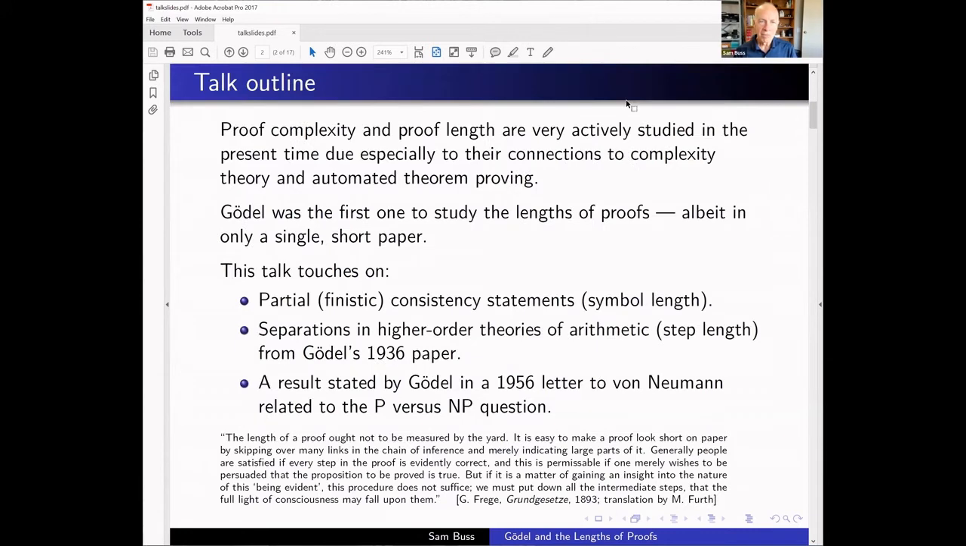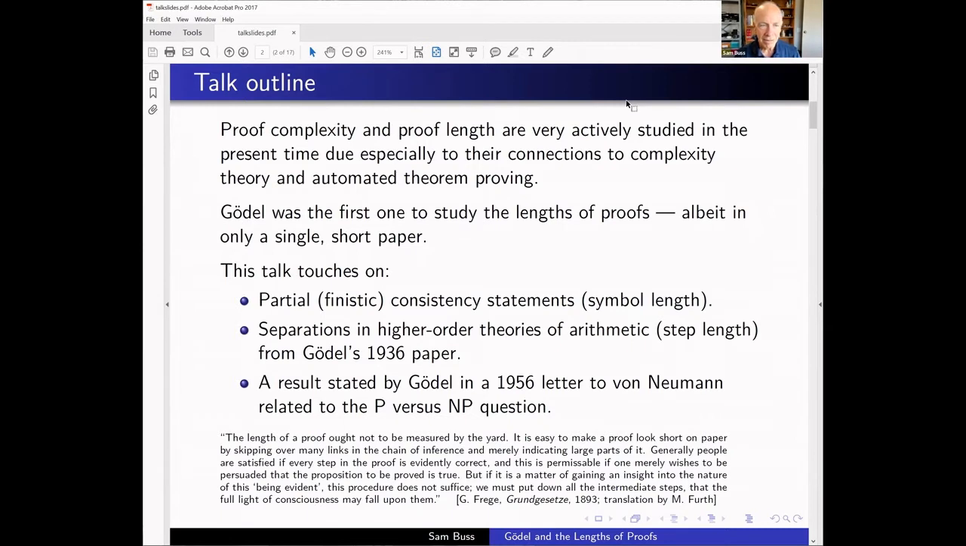So this is really somewhat of a historical talk. I should start off by saying, though, that proof complexity and proof length are very actively studied nowadays, from my point of view especially due to their connections to computational complexity and even to automated theorem proving. It's a very active area now, but there's also a lot of interest in studying the lengths of proofs in stronger systems such as first order logics and higher order logics. And as I said, this is going to be a historical talk primarily.